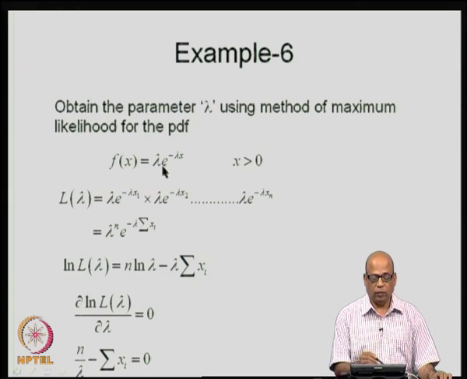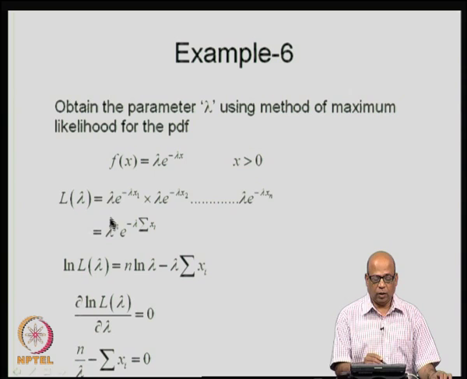So, essentially what we do is we formulate the likelihood function by putting x is equal to x 1 into f of x 1, into f of x 2, which is by putting x is equal to x 2, and so on. So, this is the product: lambda e to the power minus lambda x 1, lambda e to the power minus lambda x 2 and so on, which is written as lambda to the power n, because you are multiplying it n times, e to the power minus lambda sigma x i, because this will be e to the power minus lambda times (x 1 plus x 2 plus x 3 etcetera) inside the bracket.